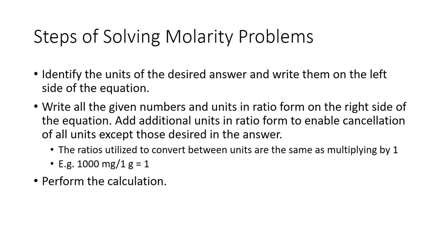And what's nice about these ratios is that they don't change the overall answer. They're basically like multiplying by 1. So for example, 1,000 milligrams divided by 1 gram equals 1, but it helps you change the units to what you want. So even though you're multiplying by 1,000, it's mathematically the same as multiplying by 1. So then you're going to perform the calculation, and we'll show you some examples.